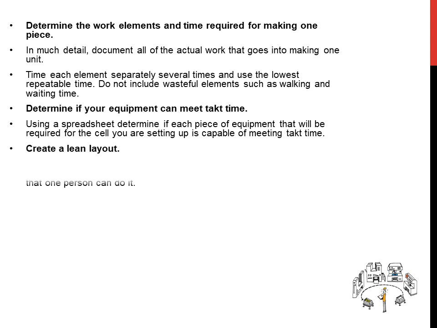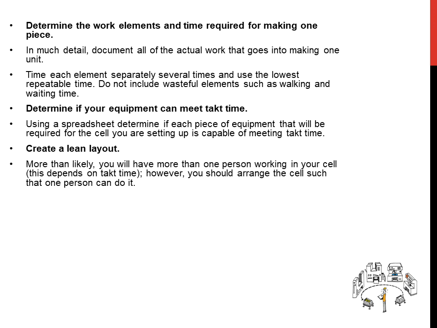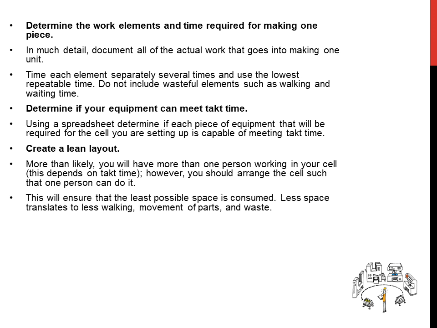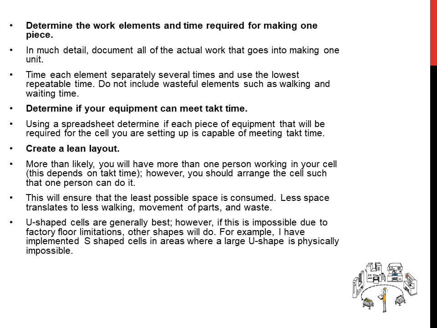Third, create a lean layout. More than likely, you will have more than one person working in your cell. This depends on takt time. However, you should arrange the cell such that one person can do it. This will ensure that the least possible space is consumed. Less space translates to less walking, movement of parts, and waste. U-shaped cells are generally best. However, if this is impossible due to factory floor limitations, other shapes will do. For example, I've implemented S-shaped cells in areas where a large U-shaped cell is physically impossible.